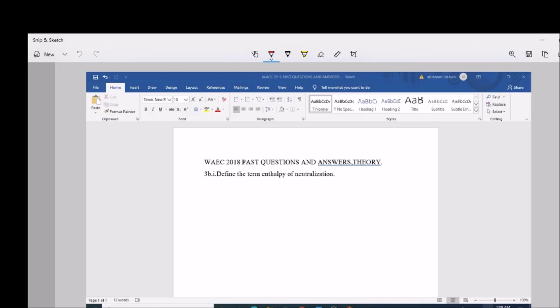Question number 3B, Roman figure 1. Define the term enthalpy of neutralization.